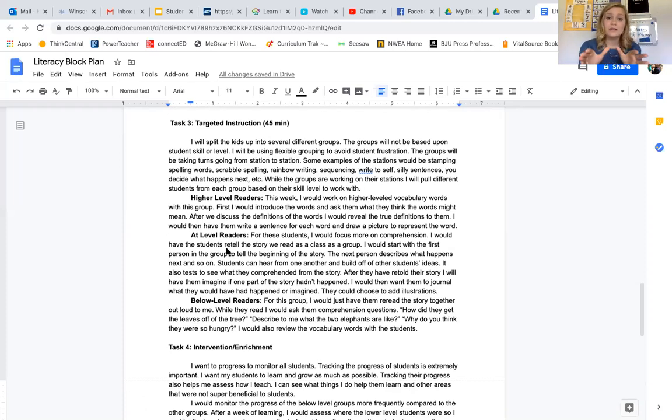But while the groups are working on their stations, I will put different students from each group, based on their skill, to work with in the back of the room. So I will pull all of the high-leveled readers from each group.